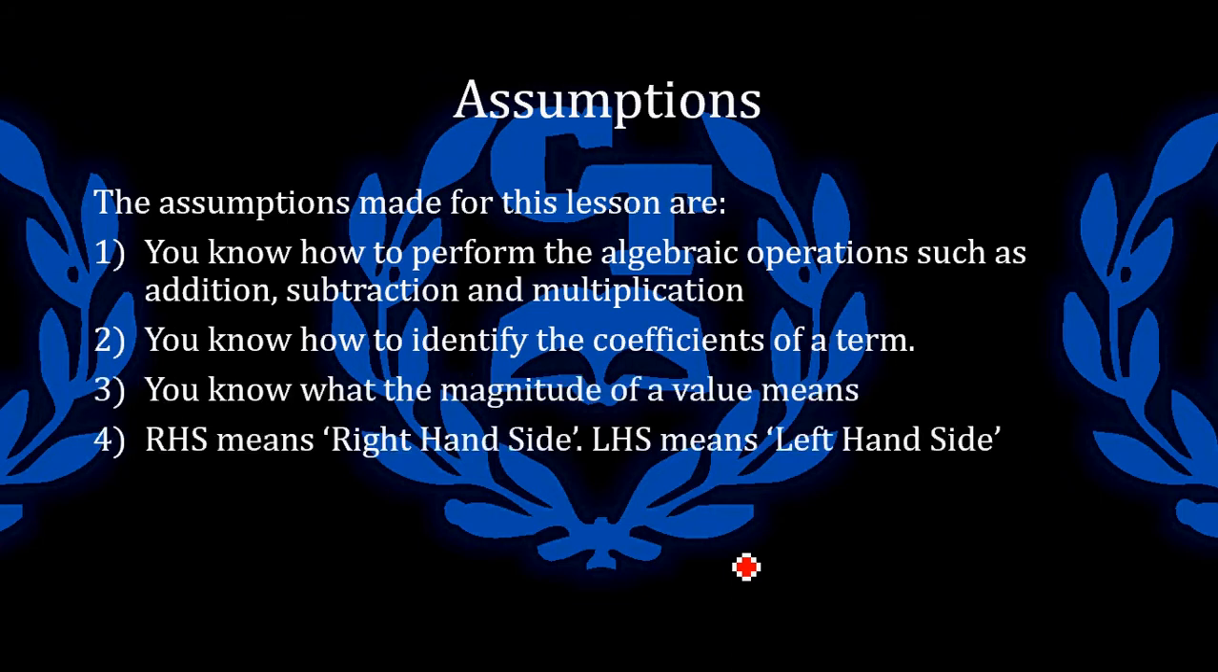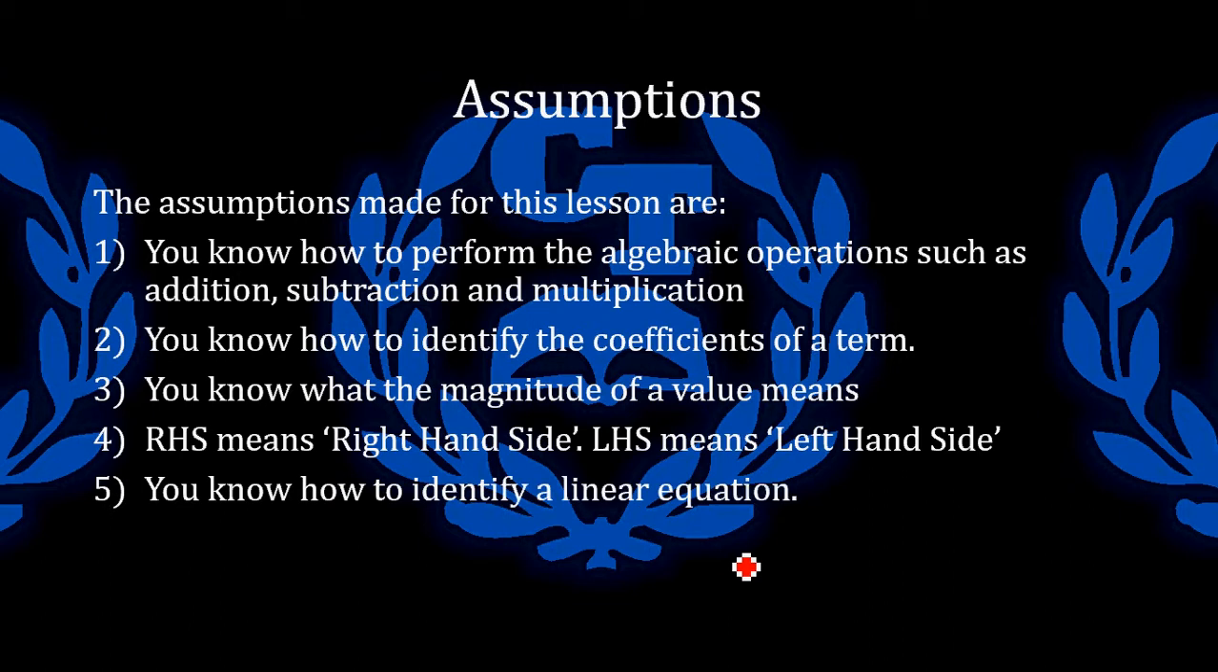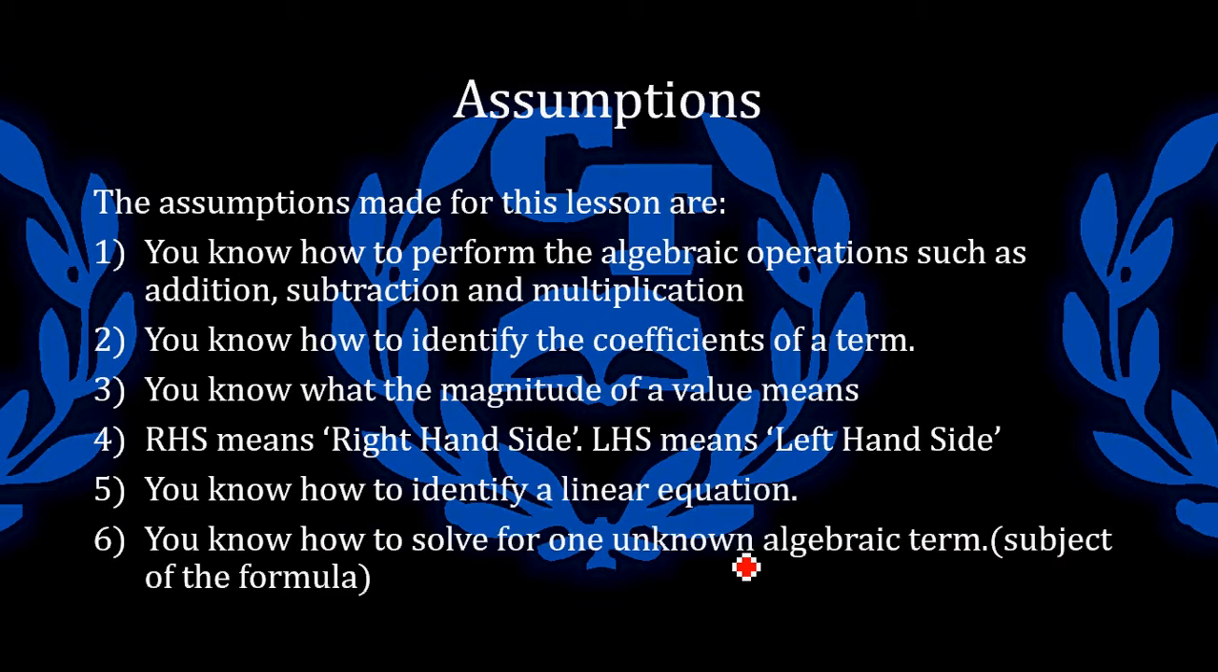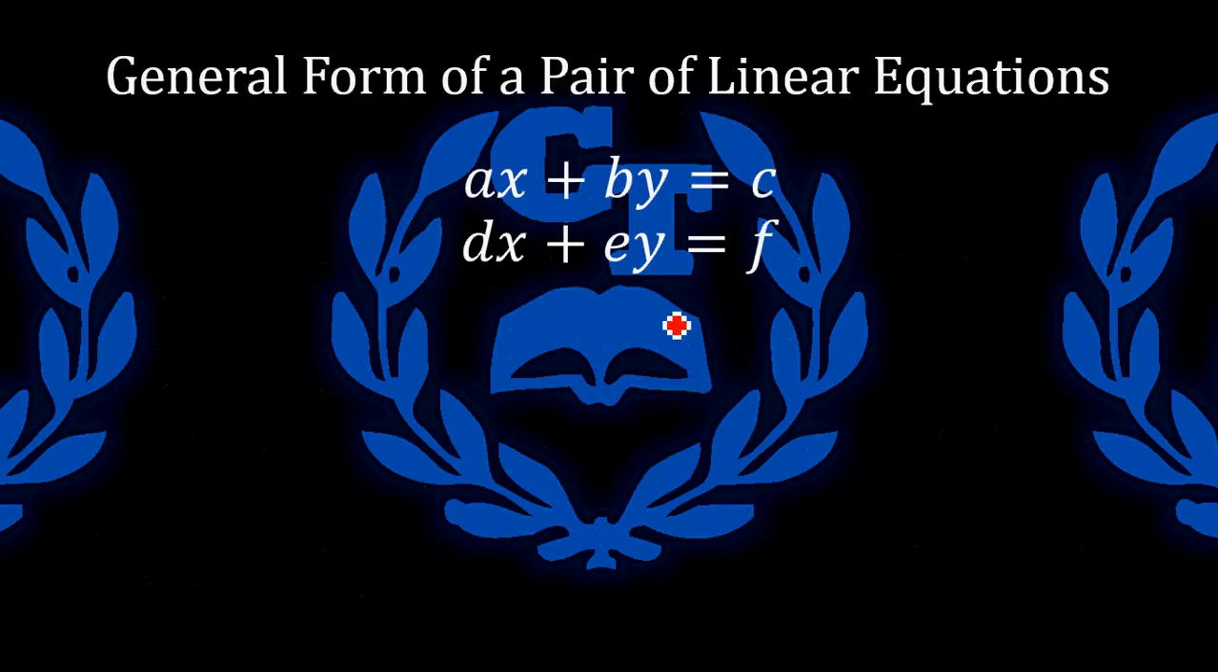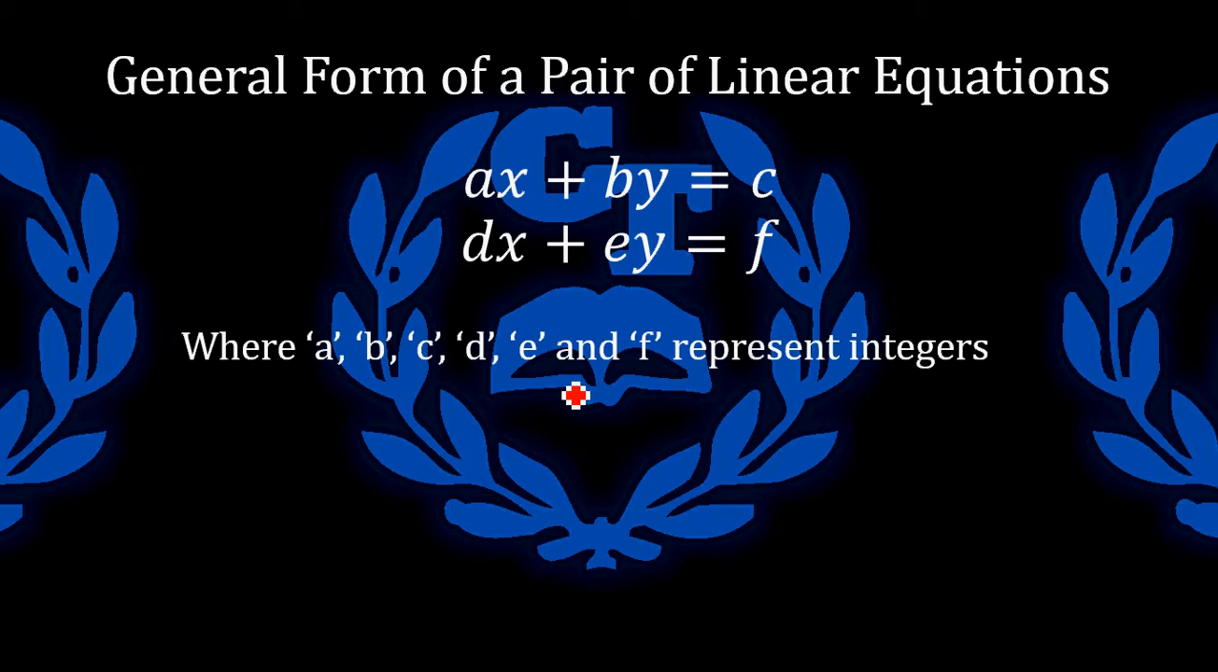RHS means right hand side, LHS means left hand side, and you know how to identify a linear equation, and you know how to solve for one unknown algebraic term. Whenever you have a pair of linear equations, they would look something like this. And the a, b, c, d, e, and f just simply represent integers.